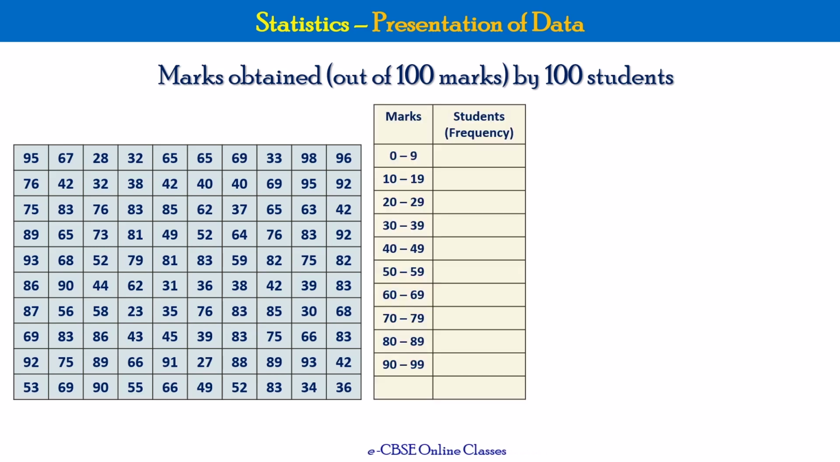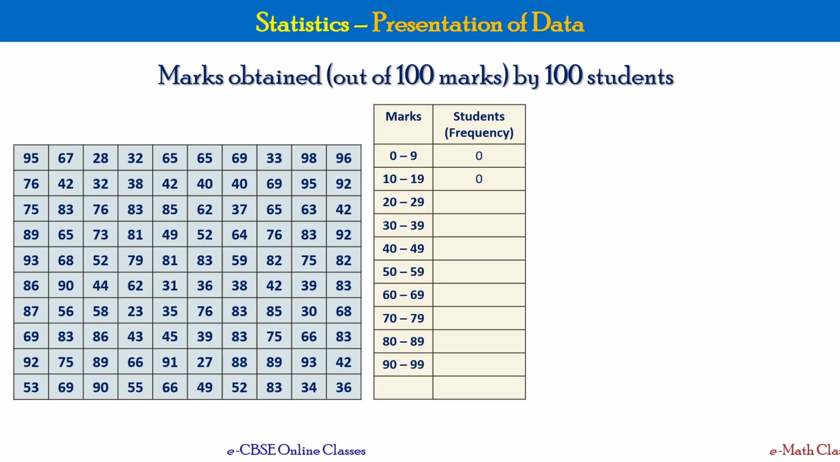So here my table looks like this. If you notice the first column here, that is marks, but instead of single values, here I am grouping them into certain groups, correct? 0 to 9, 10 to 19, 20 to 29 and so on. So let me try to find out the number of students in each of these groups. So 0 to 9, there is no one, the frequency is 0. 10 to 19, again there is no one, the frequency is 0.